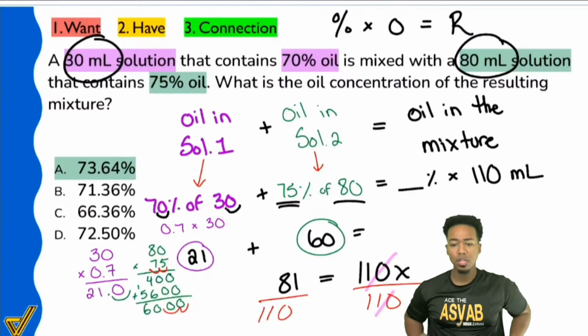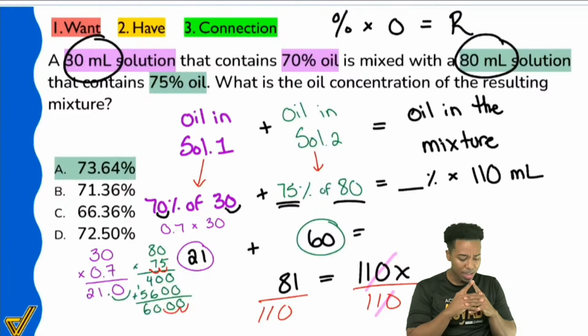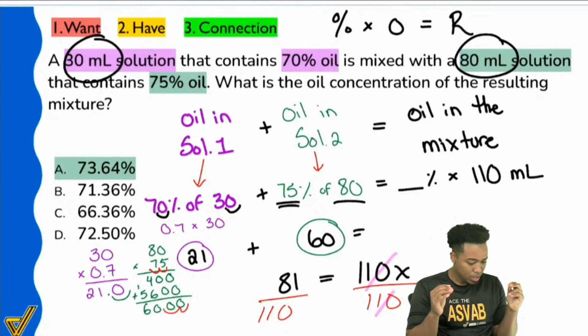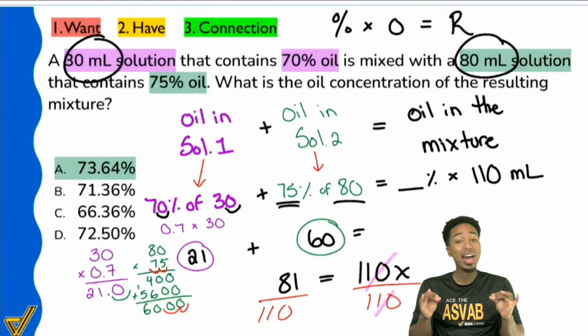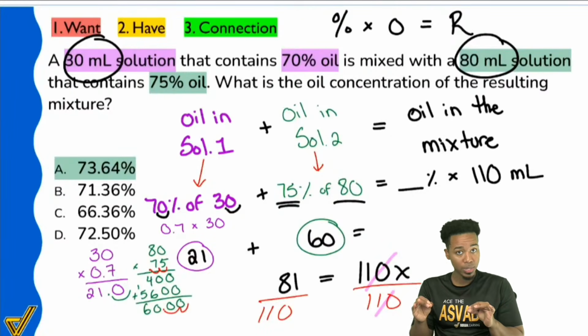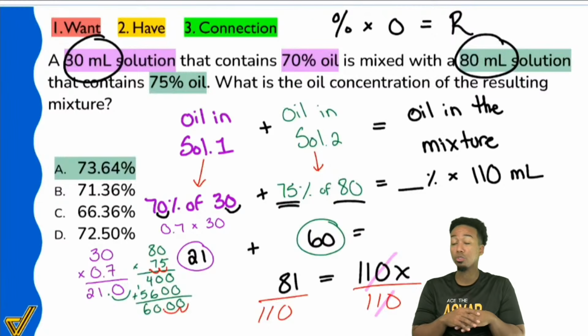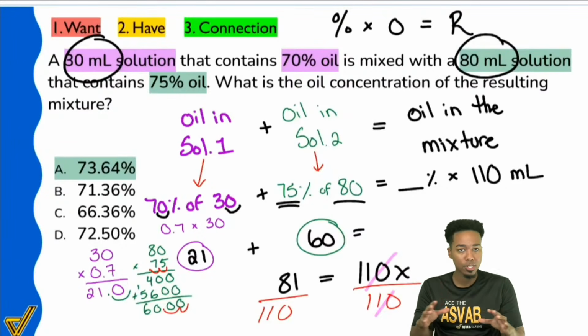Exactly. So here's the biggest thing, everybody, that I want to ask you about this question. Do you understand why it is not appropriate to try to find the average of the percentages or try to add the percentages or do anything directly with the percentages? Do you know why that is wrong?